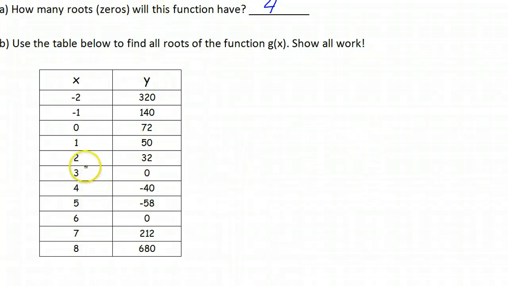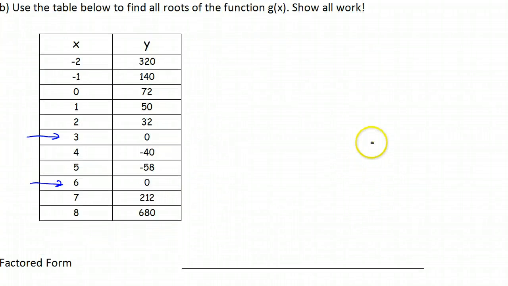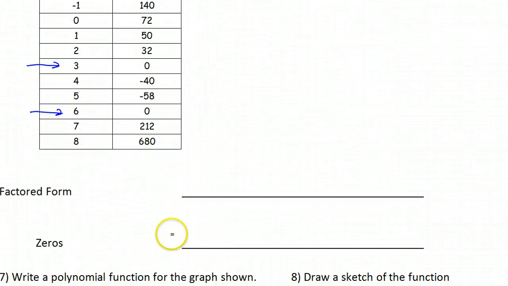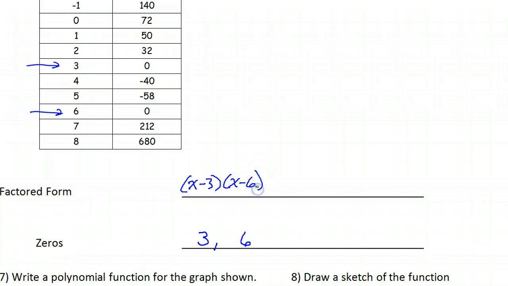Well, I see we have a 0 here, and we have another one here. Alright, so 3 and 6 are zeros. Okay, so let's go ahead and list those. So as far as zeros go, I have a 0 at 3, which by the way means I have a factor of x minus 3. And I have a 0 at 6, which means I have a factor of x minus 6. Okay, but there should be 4, so there should be 2 more.